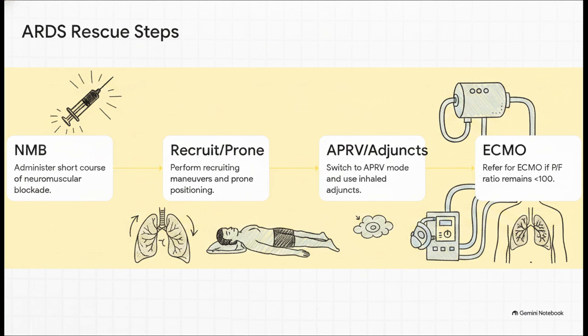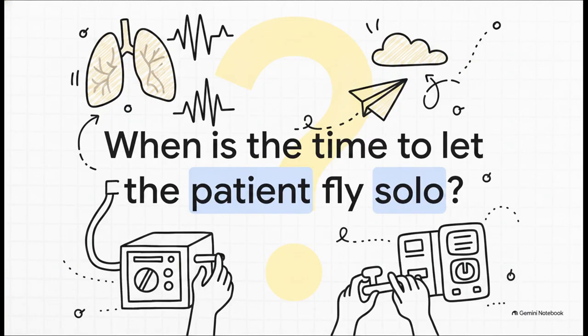Step 3. Advanced alternative modes like airway pressure release ventilation, or APRV, and bring in inhaled adjuncts like epoprostenol or nitric oxide. And finally, Step 4. If they're still failing despite all of that, it's time for an ECMO referral to oxygenate their blood outside of their body entirely. We've covered how to take over, how to set the baseline, and how to execute emergency maneuvers.